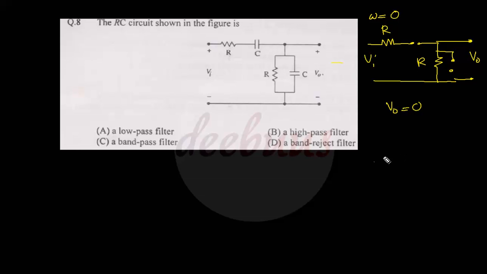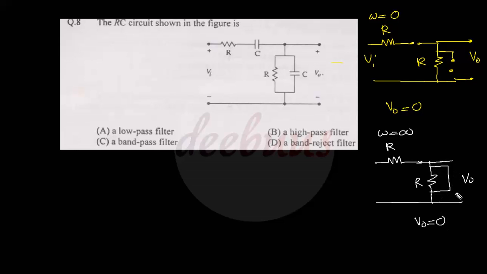Similarly, we can check another extreme case also, that is omega equal to infinity. For that, the capacitor behaves as a short circuit, right? Next, a R is there and a short circuited capacitor is here, right? So again, the output V0 turns to be 0, because the resistance is bypassed by a short circuit, so all current will flow through this path and the output turns out to be 0. That means for omega equal to 0, output V0 equal to 0. Similarly, for omega equal to infinity, V0 equal to 0.